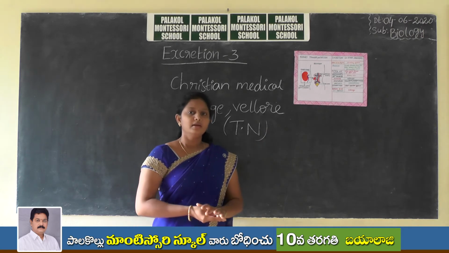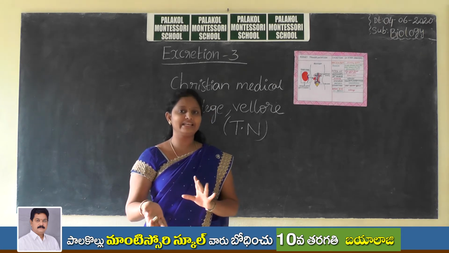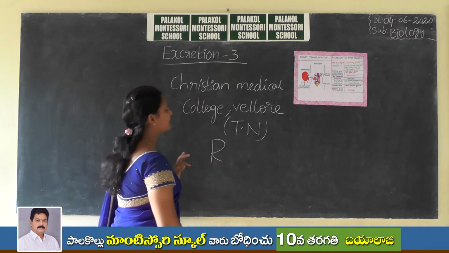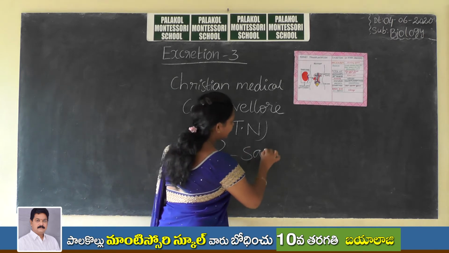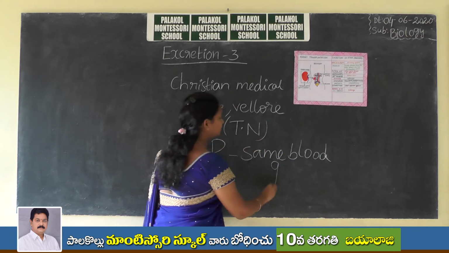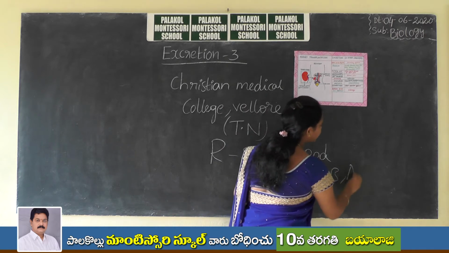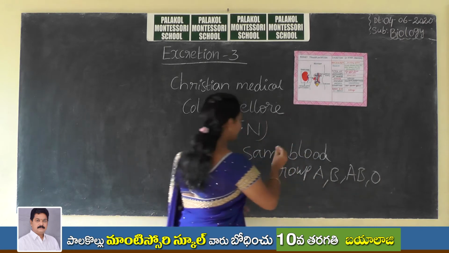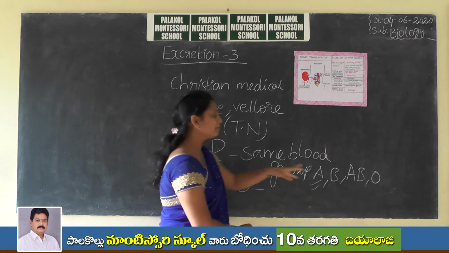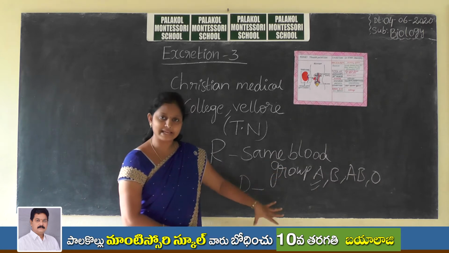Now, what are the requirements to transplant the kidney into the recipient's body? The recipient must have the same blood group as the donor, that means blood group A, B, AB or O. If he has A blood group, the donor must have A blood group. If he has B blood group, the donor must have B blood group. The blood groups must be the same.